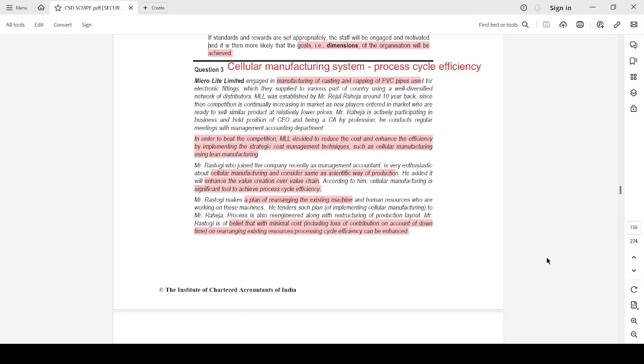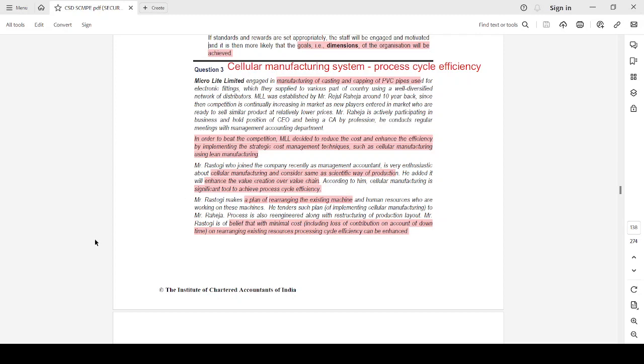Now, Rastogi is a management accountant who has joined the company recently. He is very keen to implement the cellular manufacturing system and considers it a scientific way of production. He also says that it will enhance value creation over the value chain. So for him, this is a very important tool for achieving process cycle efficiency.